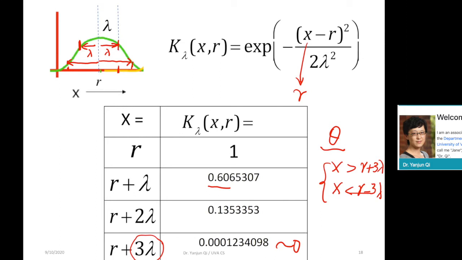So this actually tells you it's a very localized contribution, centered at the gamma, at the center, and as you go far away from that center, the influence of this basis function decreases very quickly. So that's about it.